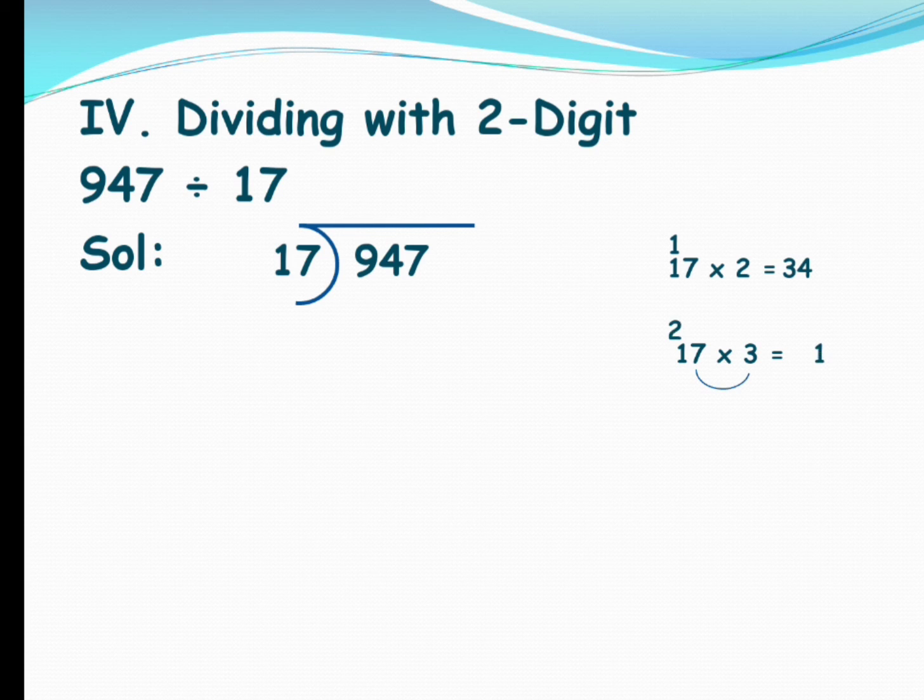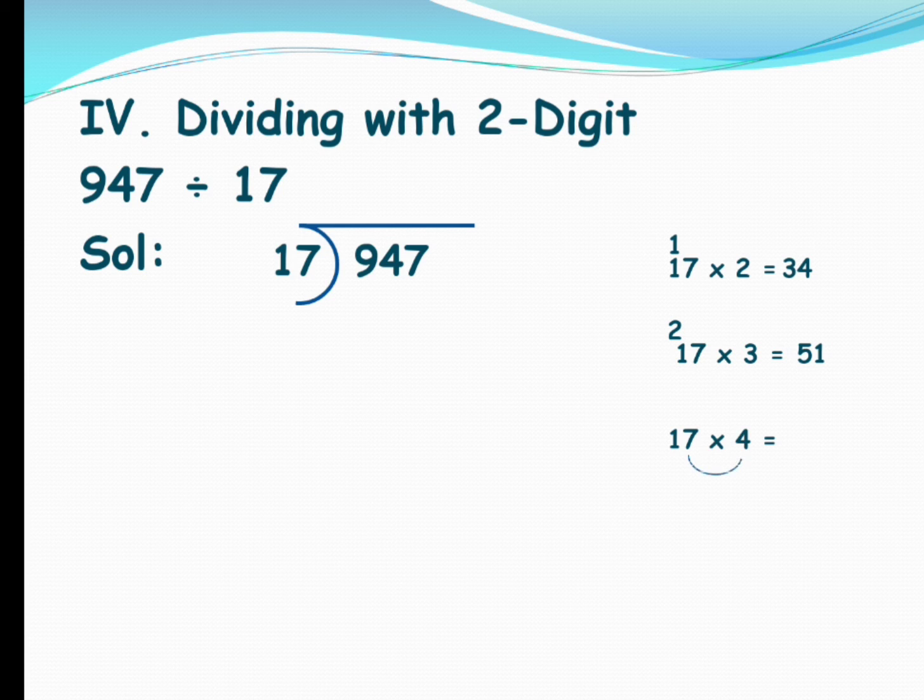So 21, 2 you will carry, 1 you will write it down. Then next 3 into 1 you have to do. 3 ones are 3, 4, 5. So 51. Yes, this is less than 94, but whether it is nearer to 94 or not also we have to check, right? So again you do with 17 into 4.